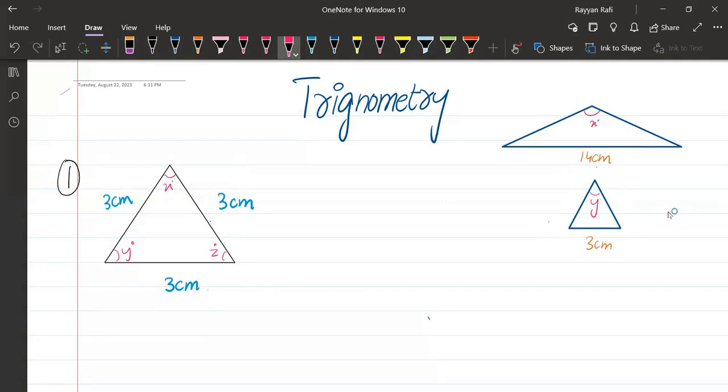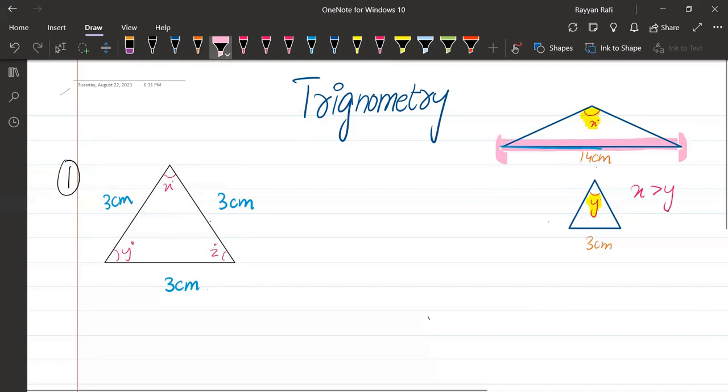Just by looking at the shapes, without calculating the sides, I don't know the angles. x could be different, y could be anything, but just by looking at the shape I know that x is greater than y. We haven't measured, but this gives me the idea that the sides opposite to the angle affect how large or small the angle is.